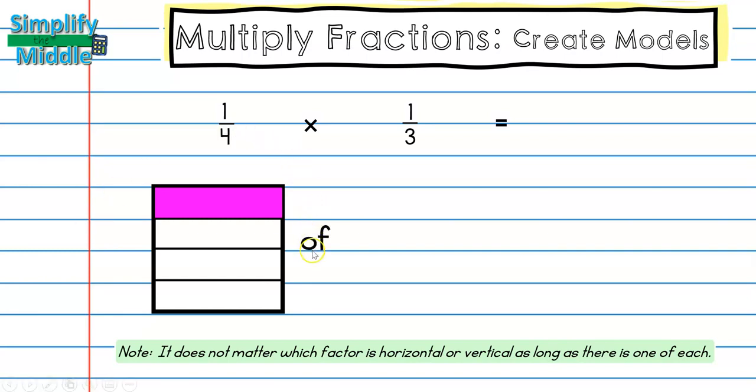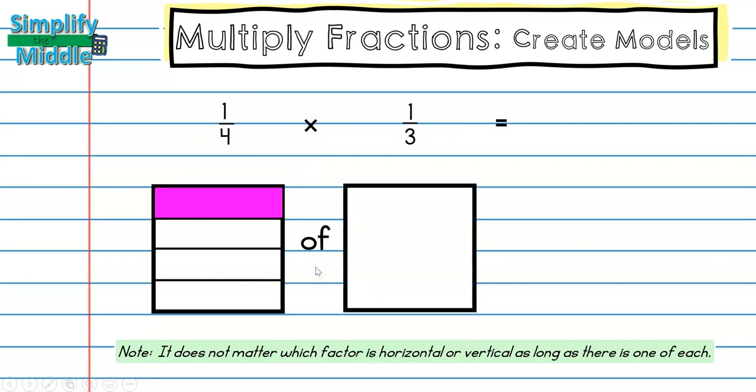Notice that I used the word of here. So I have this fraction of another fraction. That's because multiplication also means the word of. So here I have another box. Because I cut this one into rows, I'm going to have to cut this one into columns. So here I have 3, so I know that I'm going to split it into 3 sections. And my numerator is 1 again, so I'm only going to shade 1 of those.